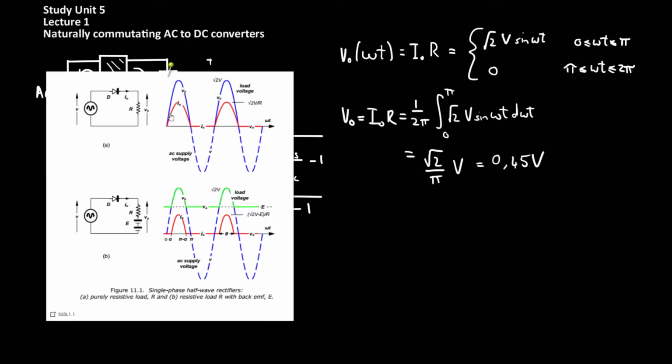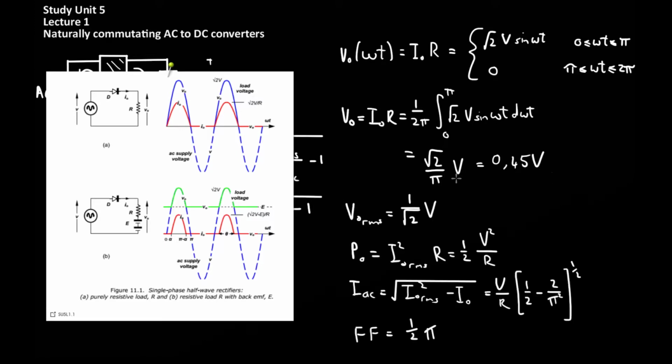Over a long time, the average DC voltage is going to be the average voltage of these positive pulses, and that can be determined by integrating the voltage function over a full cycle. This is done over here, and it can be seen that the output voltage is 0.45 times the maximum input voltage. The RMS output voltage is simply the square root of this, and if you take the square root of this integral here and simplify, you simply get 1 over root 2 V. The power is a half V squared over R. The AC current present in the load is given by this expression here, and the form factor for the half wave rectifier is pi over 2.